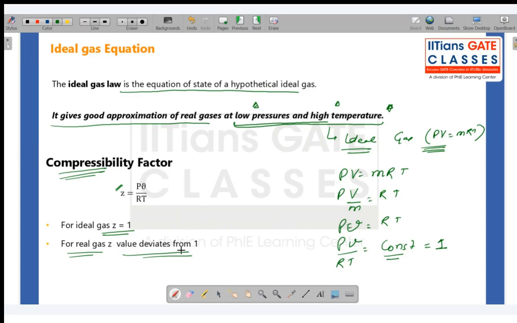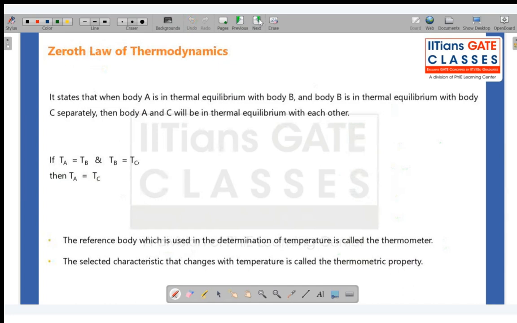Okay. So let us come to the last topic of today, which is the Zeroth law. Zeroth law is a simple law. It states that if a body A is in thermal equilibrium with body B, and body B is in thermal equilibrium with body C separately.